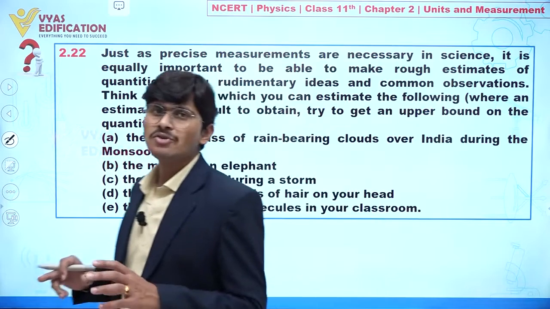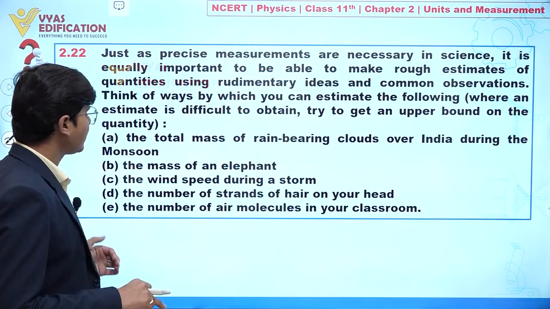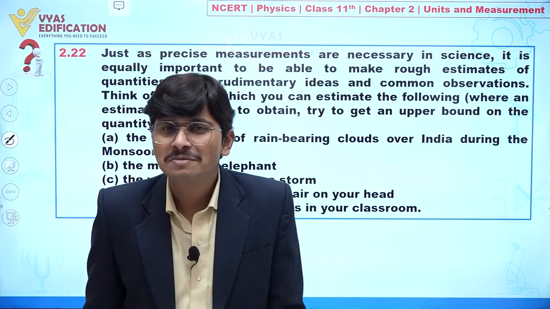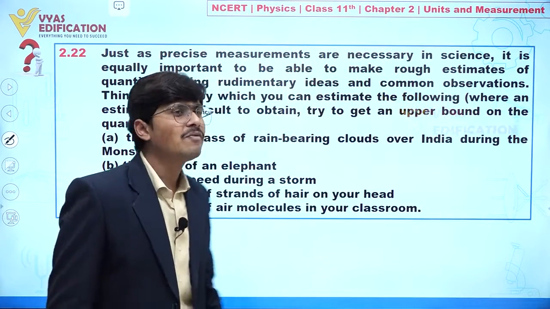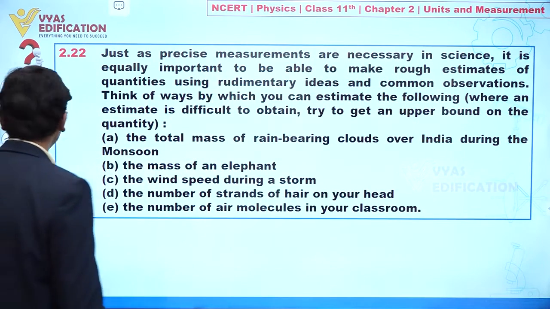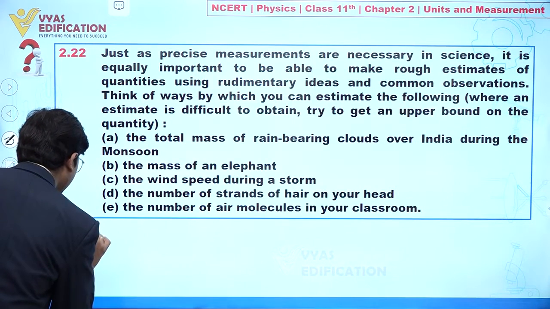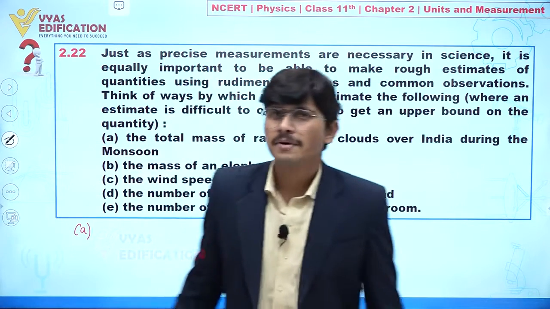Clear? So now you can see some situations are given to you, A, B, C, D and E, and now we have to find, can we find a rough estimation of the quantity that we need to measure? Yes. So first we are going to discuss part number A. Concentrate on the screen. This is part number A.